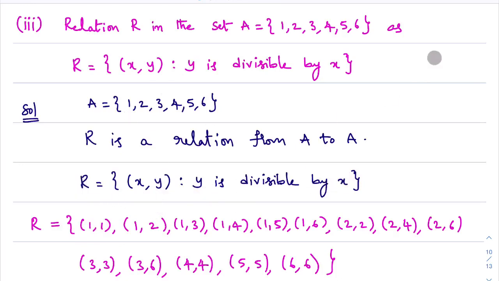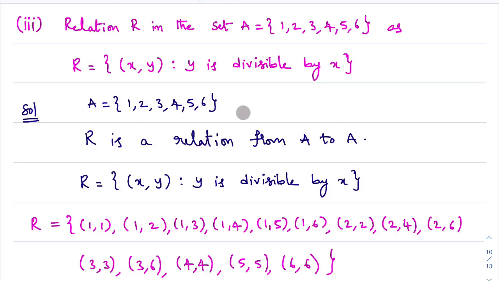Now in A cross A, what is the second element? Ordered pair (1, 2). Please try to understand. (1, 2): is 2 divisible by 1? You write 2 and divide by 1. Yes, 2 is divisible by 1. So the ordered pair (1, 2) belongs to this relation. Now (1, 3): is 3 divisible by 1? Yes. Similarly (1, 4), (1, 5), (1, 6).